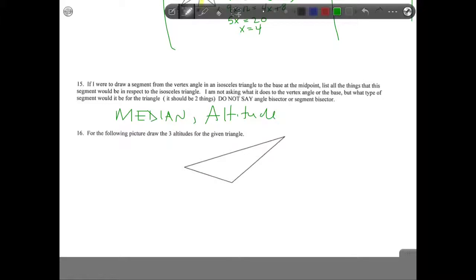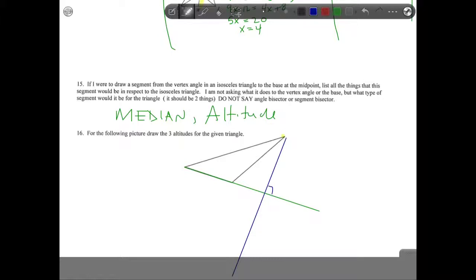Question 16, for the following picture, draw 3 altitudes for the given triangle. In order to draw the 3 altitudes, what you want to do for this first one is to extend that line there, because I want to go from this point perpendicular to the side opposite, and the only way I can go perpendicular to the side opposite is if I extend that opposite side. So now perpendicular would look kind of maybe like that. So that's 1 altitude.